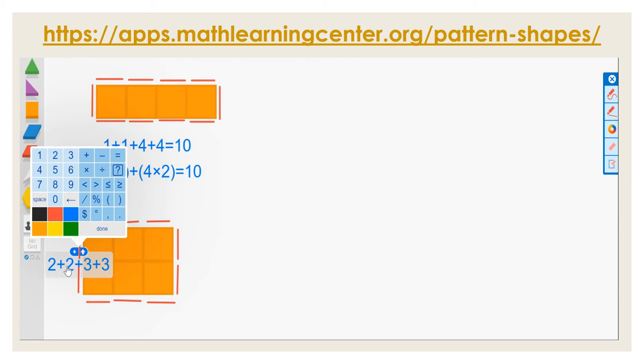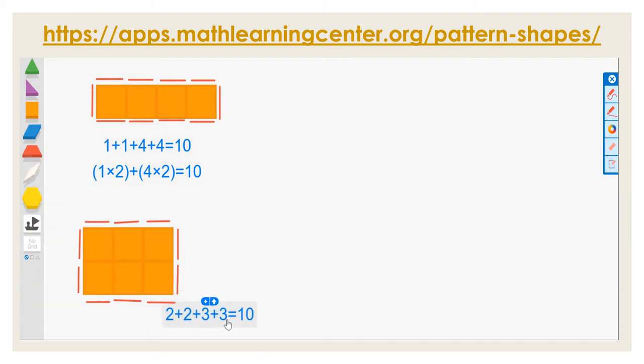And 2 plus 2 is 4, 3 plus 3 is 6. 2 plus 2 plus 3 plus 3 gives me a total of 10 units. So this would be my equation to justify that this arrangement would seat 10 people. What other arrangements can we find to seat 10 people? Let's continue exploring that.